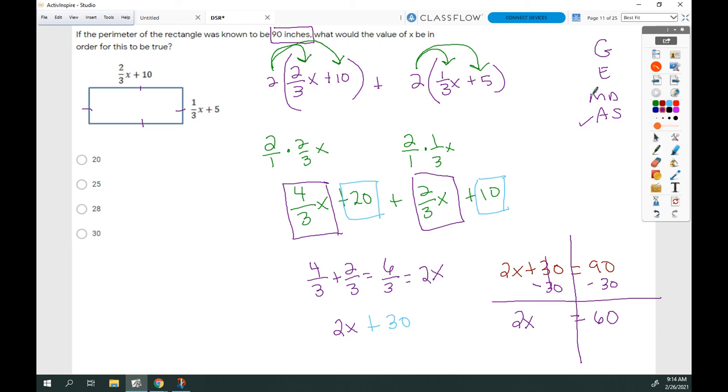What's left is our multiplication and division. 2 divided by 2 would cancel these out. It's just left with x. But since we divided by 2 on this side, we must divide by 2 on this side. 60 divided by 2 is 30. In this case, x equals 30.